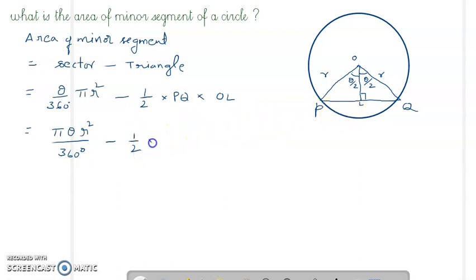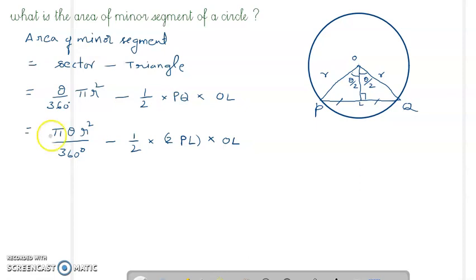I am writing PQ as twice PL. Why have I written twice PL? Because the perpendicular dropped from center to any chord of the circle will bisect the chord. So this length PL is equal to this length LQ. So PQ will be twice PL, and OL is nothing but the length of the perpendicular from the center.